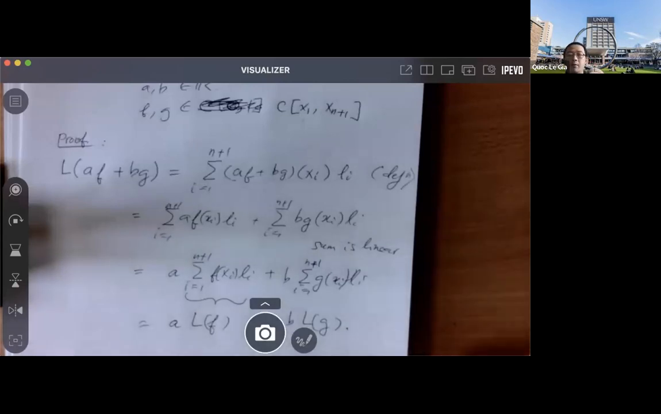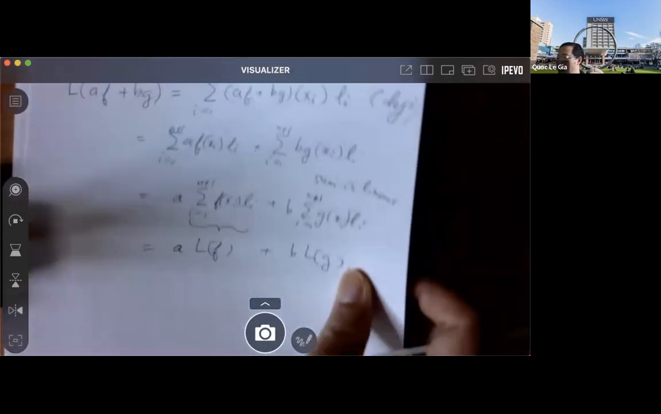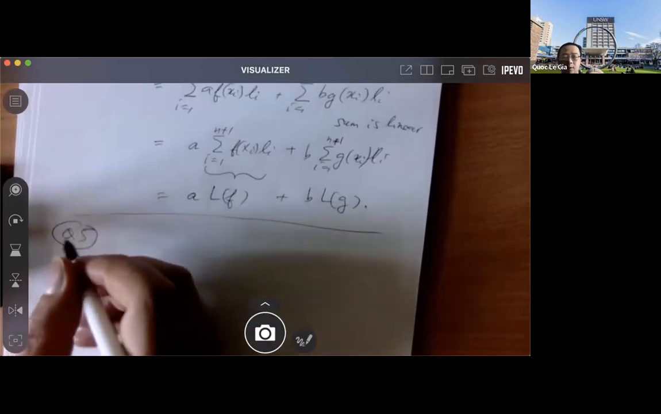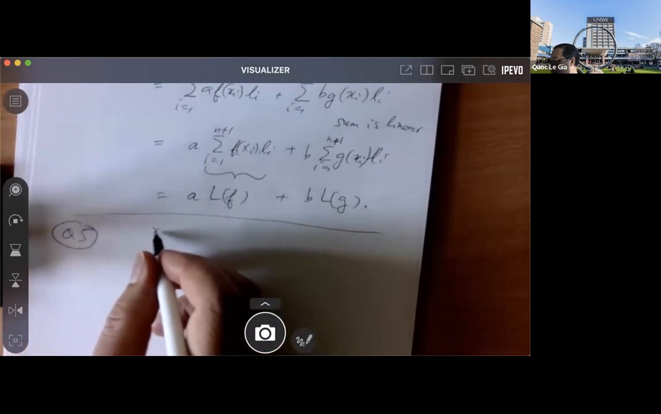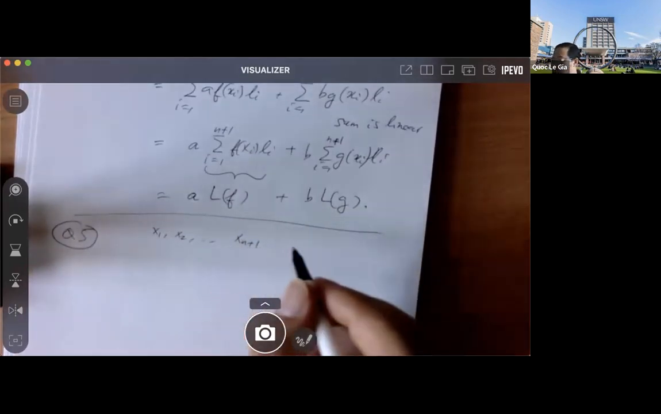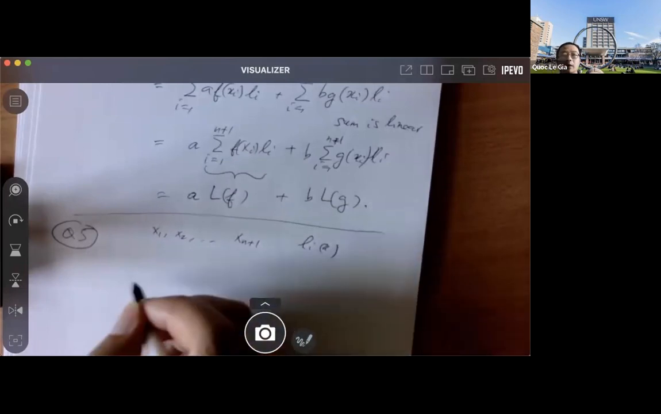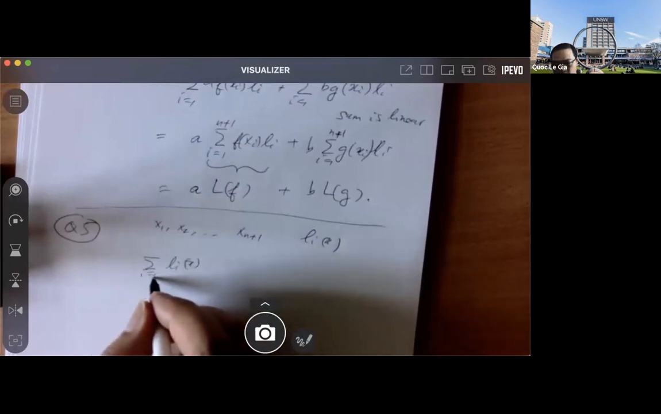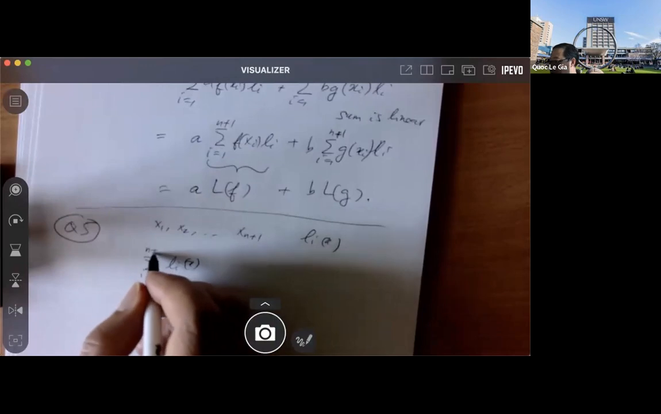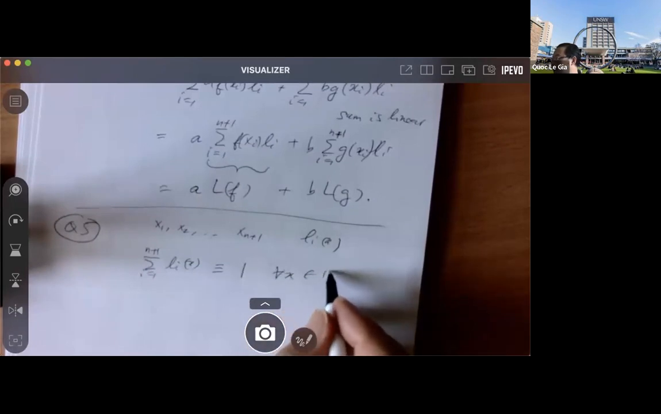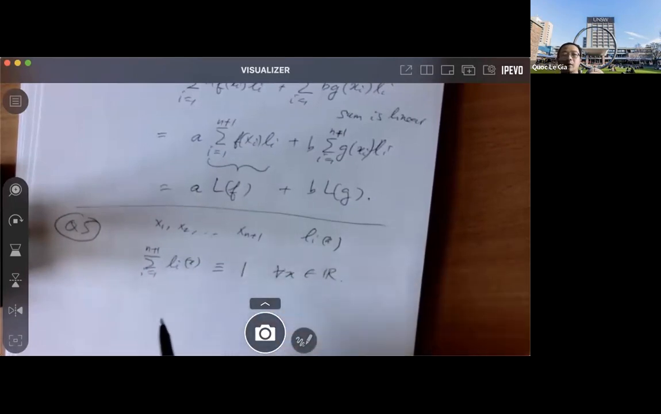Okay, so now number 5. Number 5 is interesting. So now suppose I have x1, x2 up to xn plus 1, and I have the Lagrange basis functions Li of x. And now the claim is the sum of Li of x, i from 1 to n plus 1, is identically 1 for all x. So now we have to see whether this is true or not.